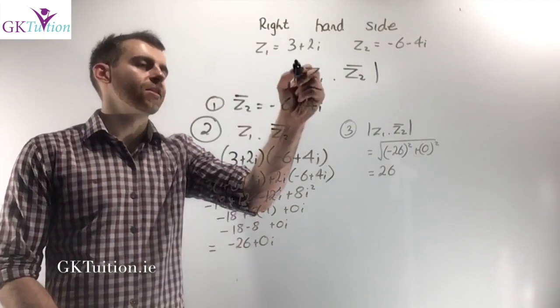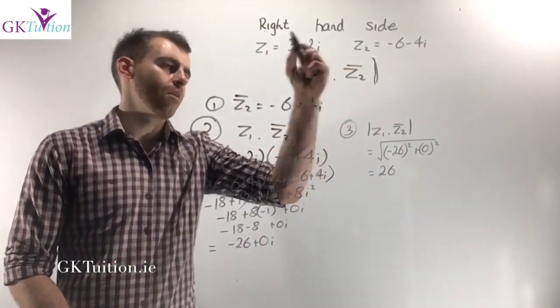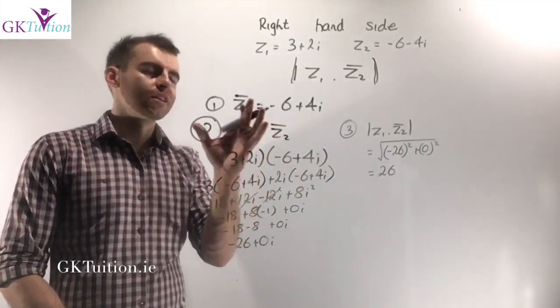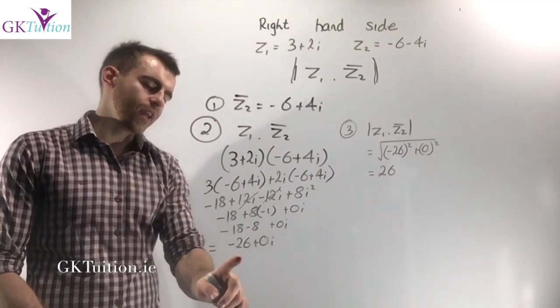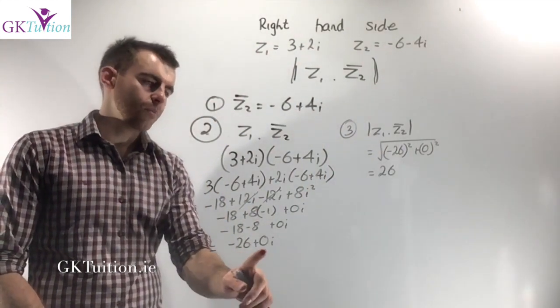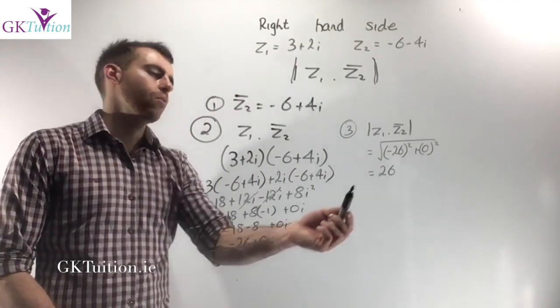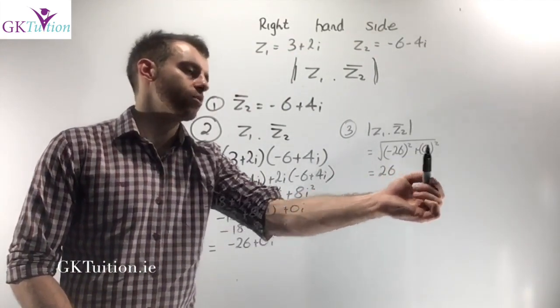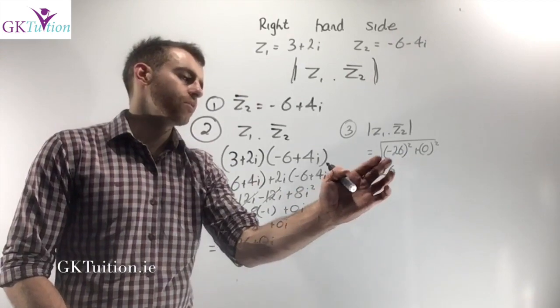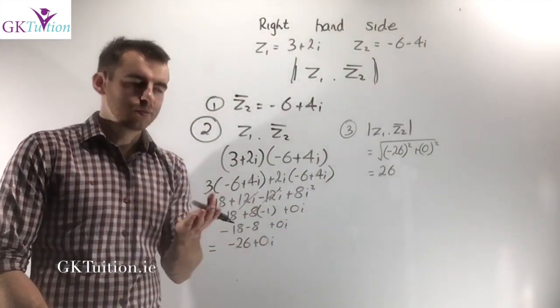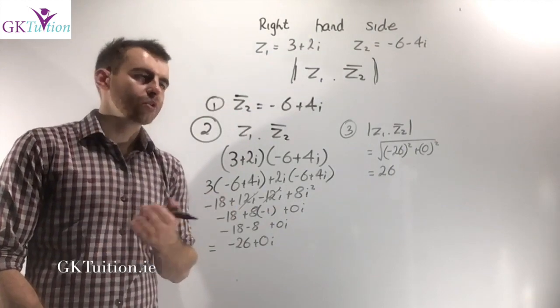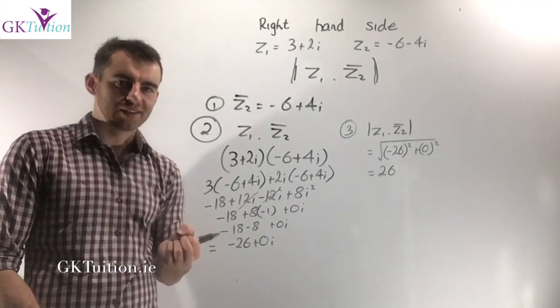And I was asked to get the modulus of that complex number. To get the modulus, it's the square root of a squared plus b squared. In this case, a is minus 26, b is 0. So I sub in, and I get the square root of minus 26 squared plus 0 squared, which ultimately works out as 26. So the right hand side works out as 26 as well.